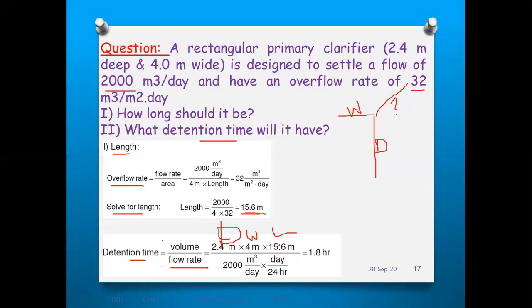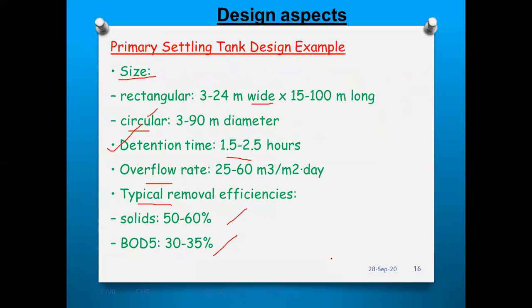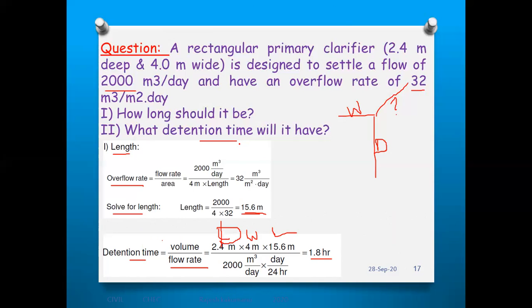Now, after calculating all this, we are getting 1.8 hour detention time for having this 32 meter cube flow rate. So in the tank, the detention time is 1.8 hours. So when you get 1.8 hours, మనం ఇక్కడ detention time ఎంత ఉండాలి? The detention time is 1.5 నుంచి 2.5 hours అని చెప్తున్నాం. So మనకి ఎంత వచ్చింది? 1.8 వచ్చింది. Thereby the design is correct. So whatever rectangular length తీసుకున్నామో, these are all according to the standards, right? Okay.